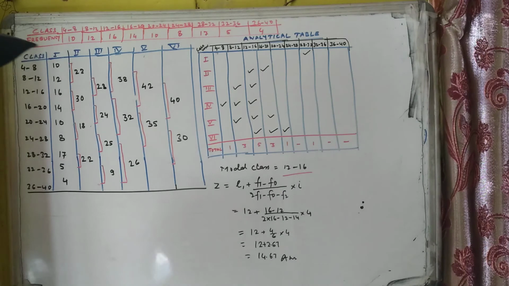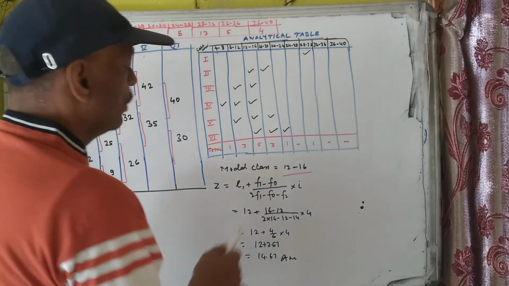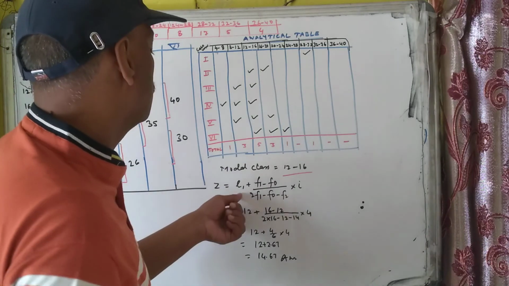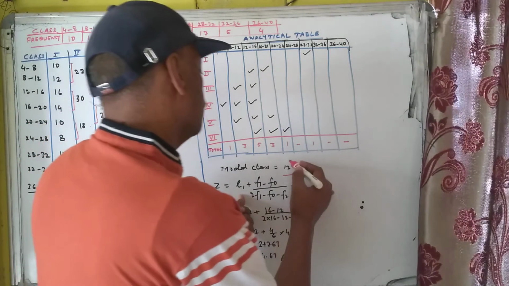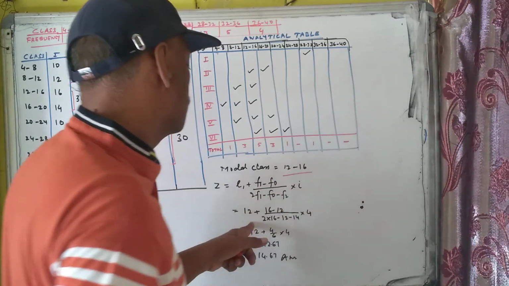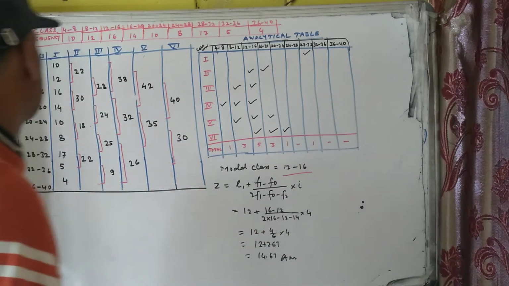After this we have to apply the formula, and the formula of mode is this. After writing the formula, put in the values. L is the modal class lower limit, so 12 is here, F1 is 16 and F0 is 12, as you know from here.